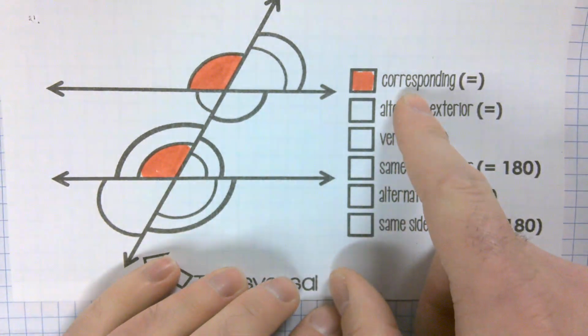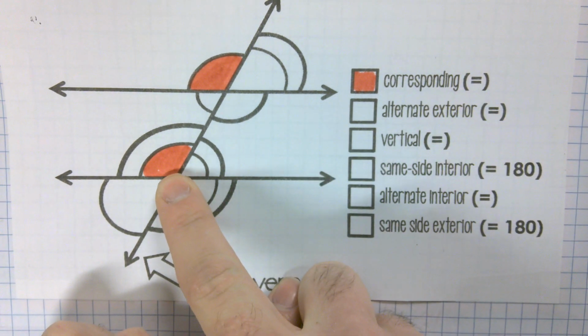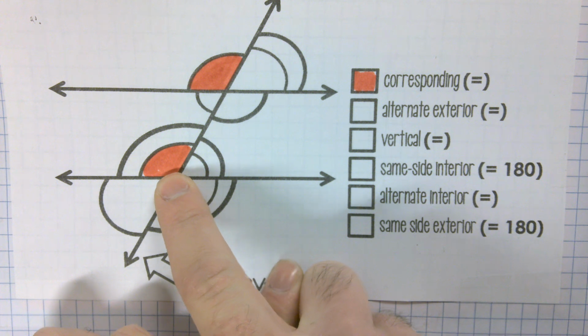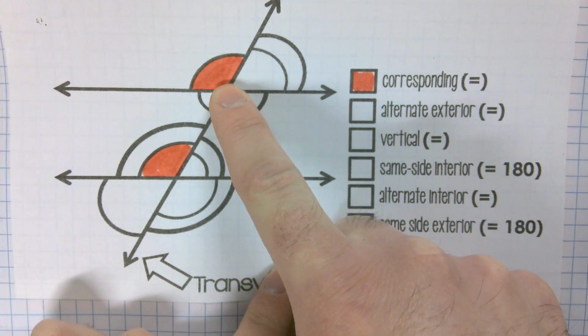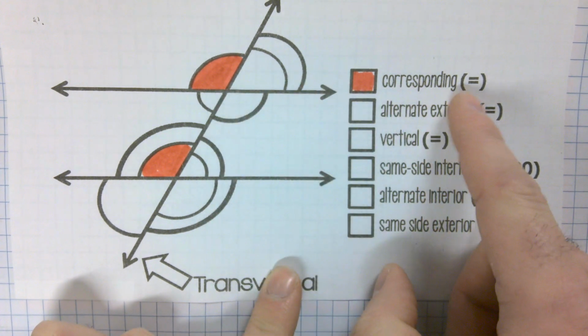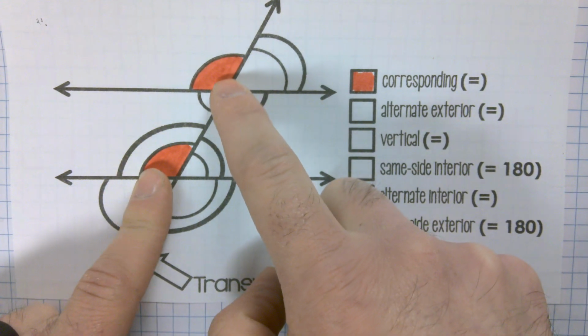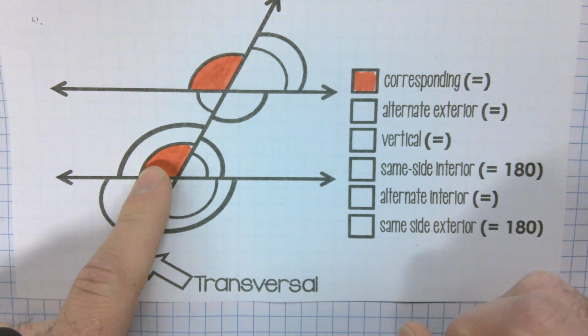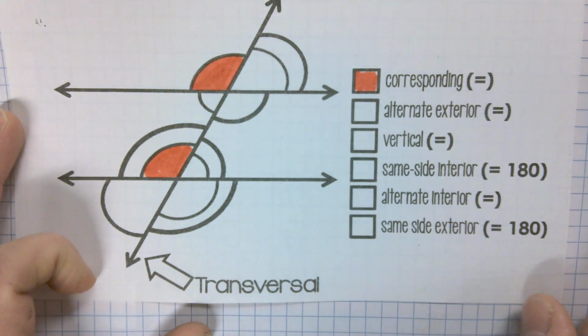And corresponding angles are equal to each other. If this red angle on the bottom is 110 degrees, how much is this red angle on the top? 110 degrees, right? If they're equal, they'll be the same angle measured. So now vertical angles aren't the only ones that are going to be equal. Corresponding angles are equal as well.